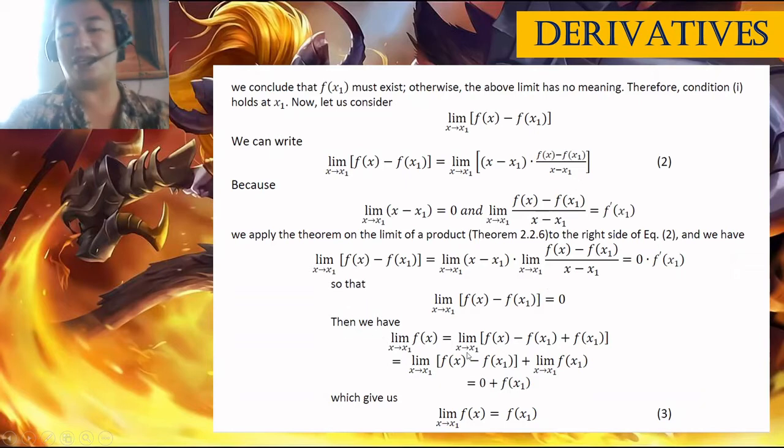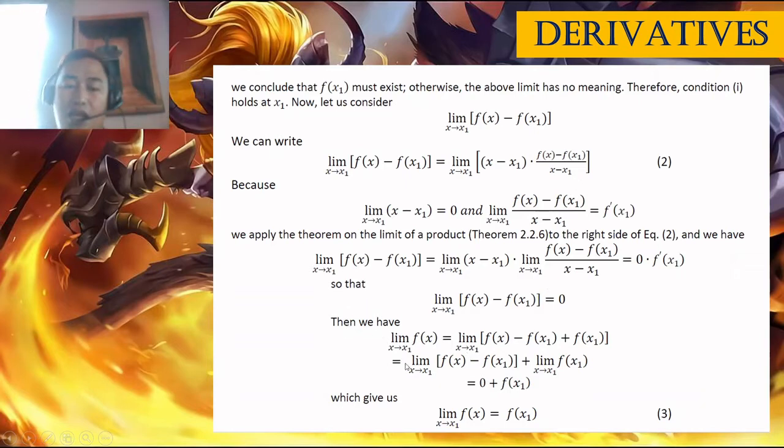Then, since that is 0, we can show that the limit of f of x is equal to f of x sub 1. So the limit of f of x as x approaches x sub 1 is equal to this expression. We subtracted f of x sub 1 and added f of x sub 1 again, so it is the same as adding 0, because the two cancel.